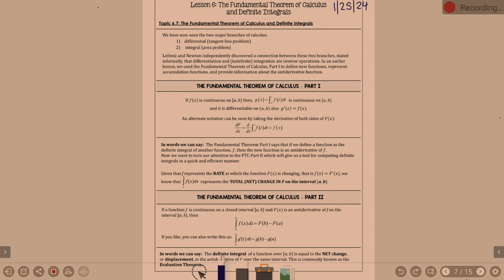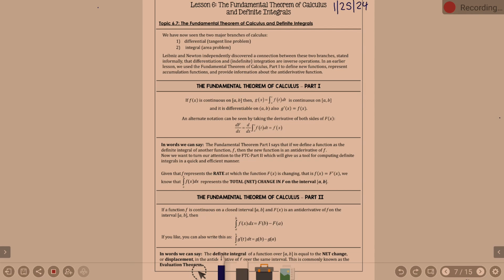If f is continuous on the interval a to b, then g, the integral from a to x of f of t dt, is continuous on the interval a to b, and it's differentiable on a to b, and g prime of x is equal to f of x. So that's what we were doing last lesson or so.